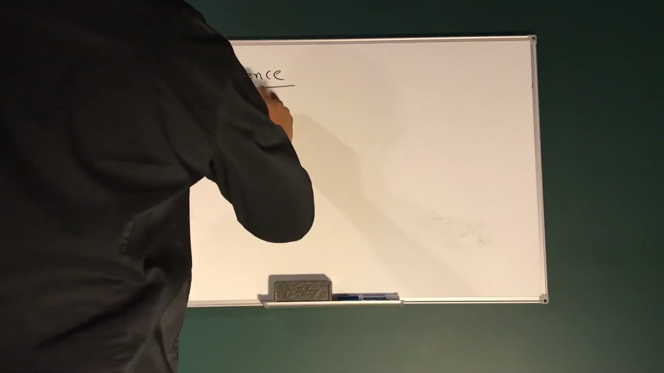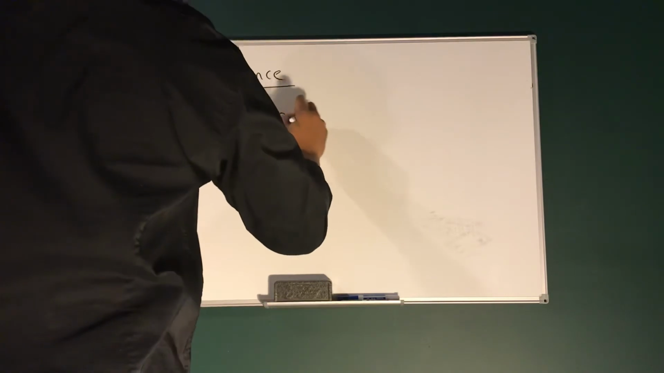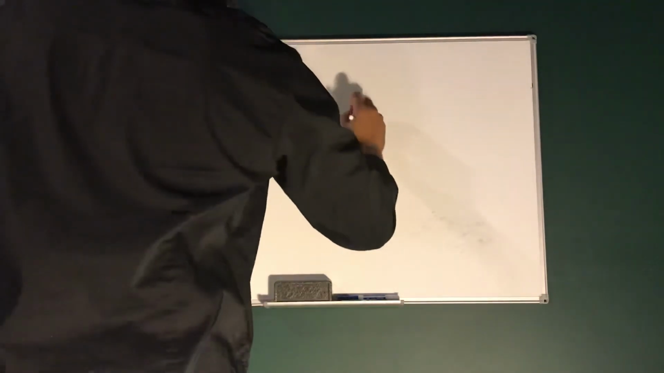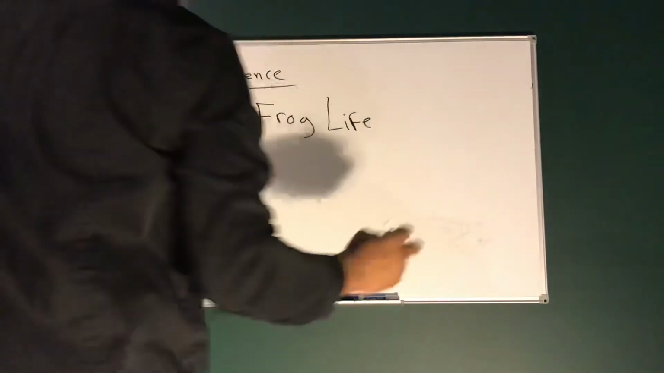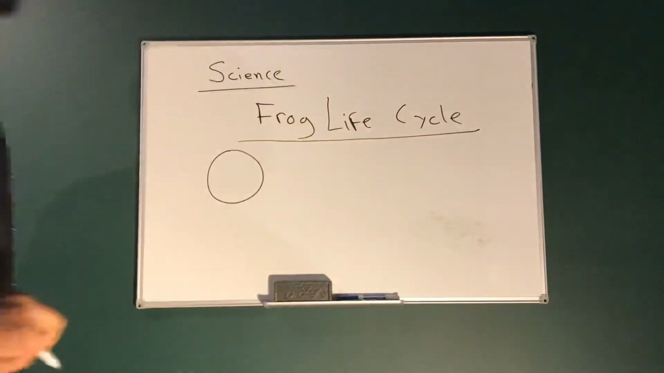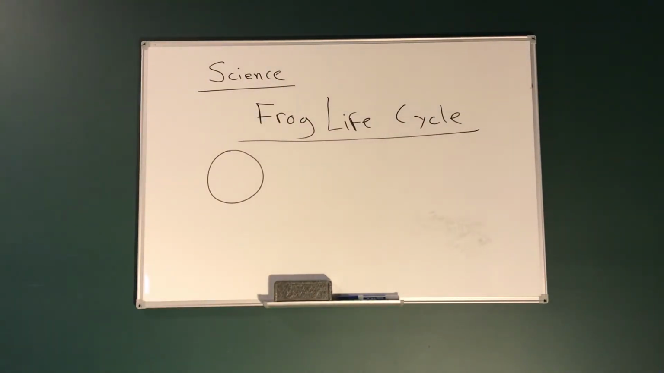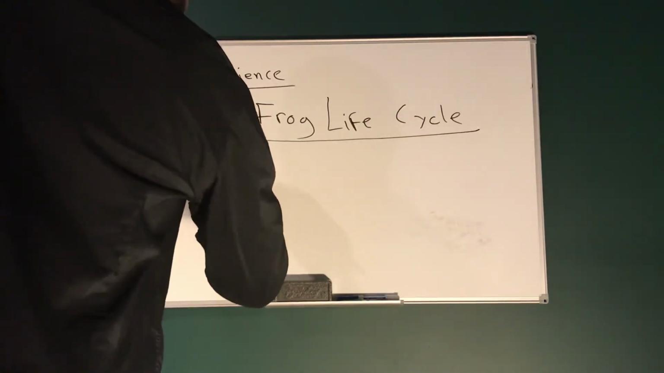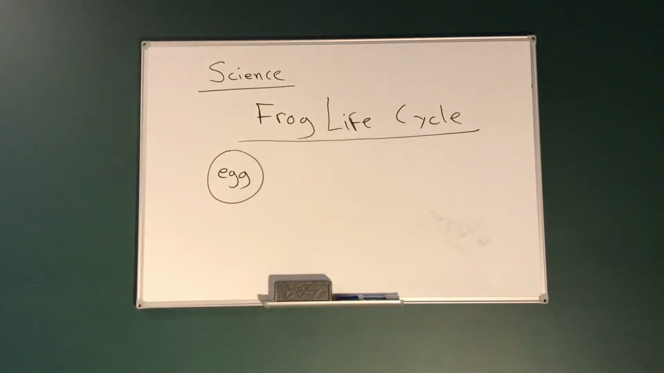It's called a frog. Now, who thinks they know what the first stage of a frog's life cycle is? It's very similar to the mosquito. The frog's first life cycle stage is also an egg. A frog's first stage is an egg.